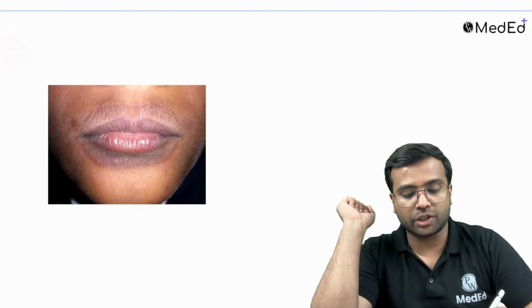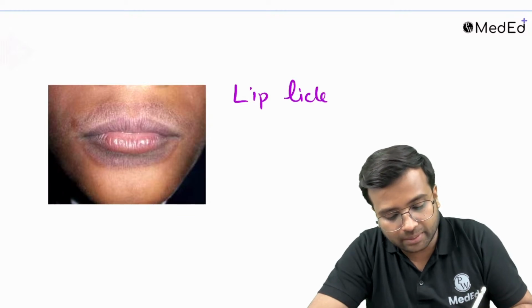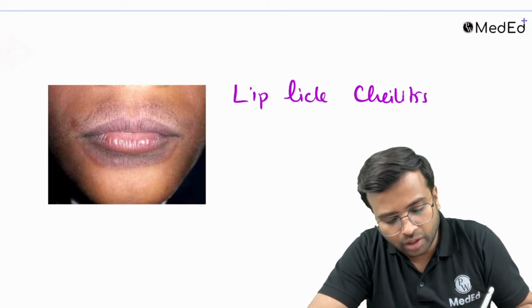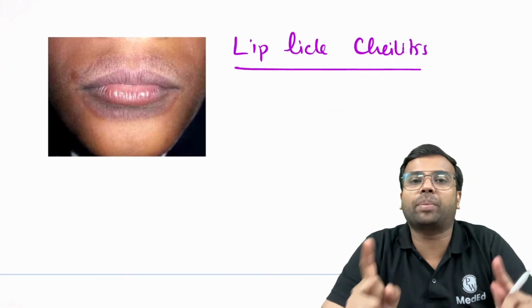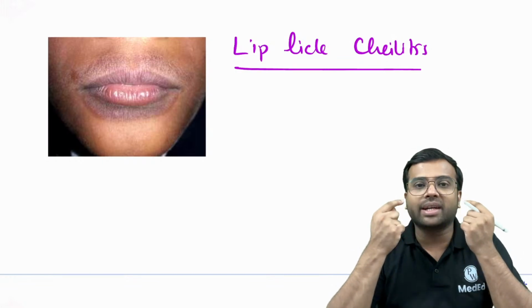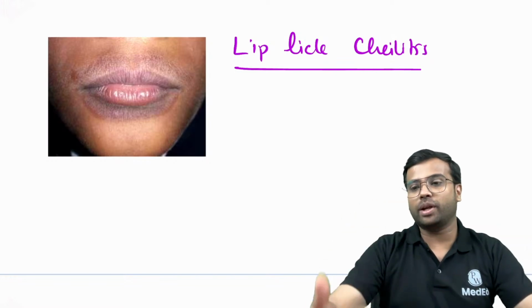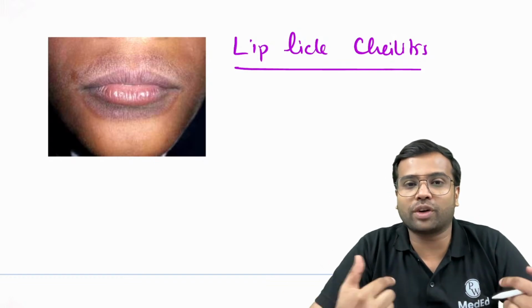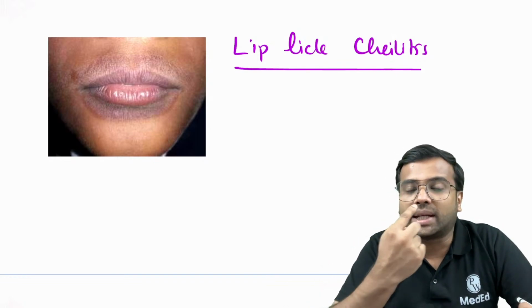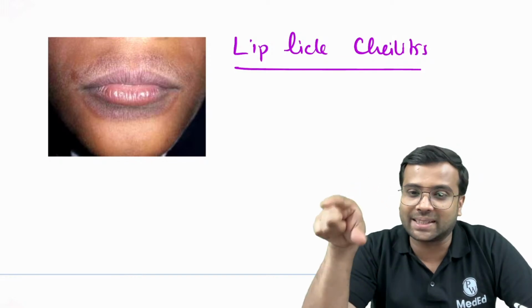Now this is an image of the cheilitis which you can see. This is called lip lick cheilitis. So why is the name lip lick cheilitis? It is because of very dry lips. What is the first thing that we will do? Probably you may be thinking about a lip balm right now. Now, if there is no lip balm, the first response is that we would be wetting the lips with our own tongue, like this, isn't it?